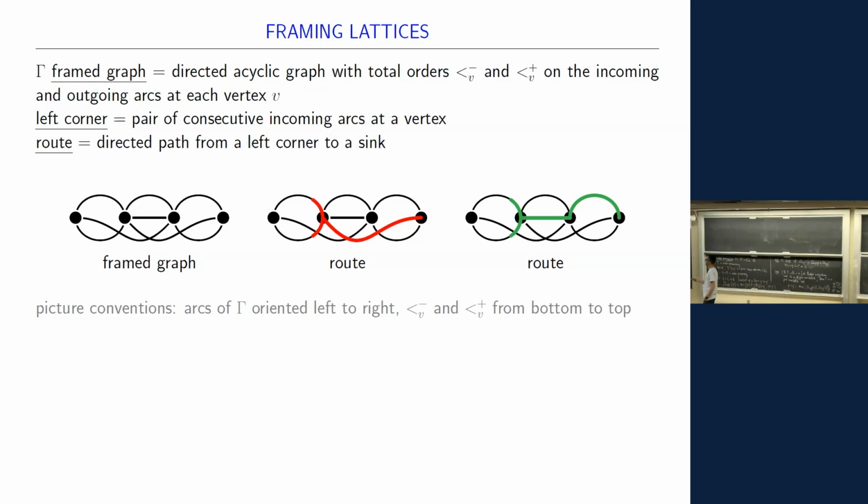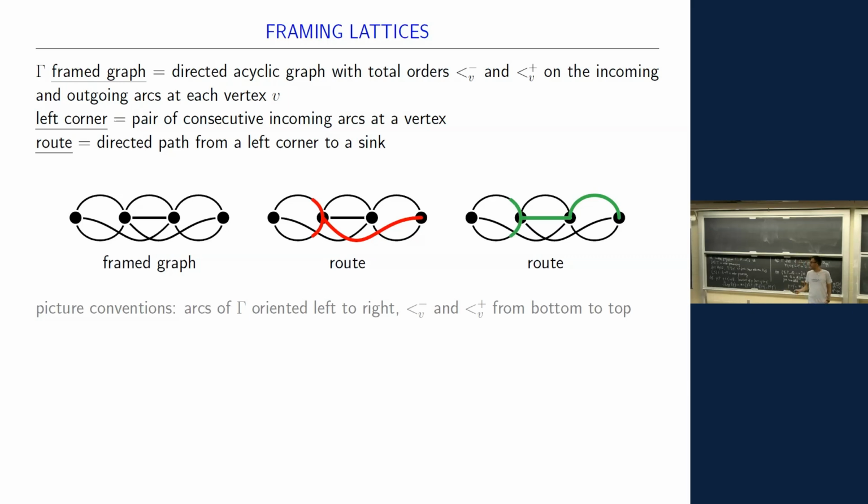So my graph is oriented from left to right, so I don't need to write orientation. And I draw my graph so that at each vertex, the incoming edges appear in order on the left, and the outgoing edges appear in order on the right. Now the left corner in such a graph is a pair of two consecutive incoming arcs at the vertex, so this is the left corner. And a route is a directed path from a left corner to a sink.